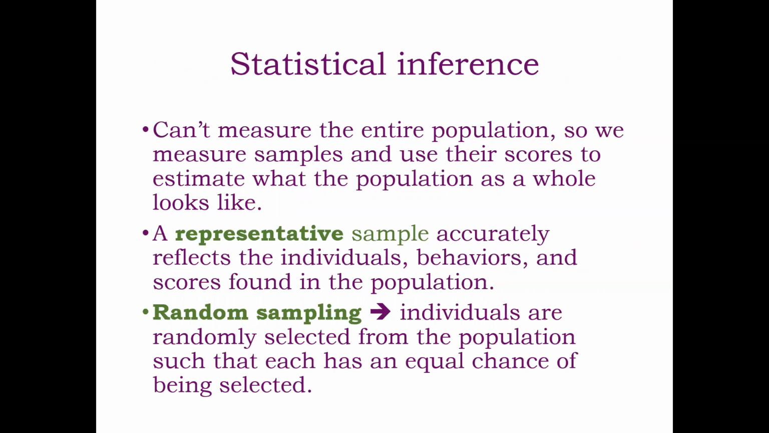So importantly, we need a representative sample. This is one that accurately reflects the individuals' behaviors and scores found in the population. Random sampling is the best way to get a representative sample. This just means that all the individuals in the population have an equal chance of being selected to be in that sample. And that can be hard to do.